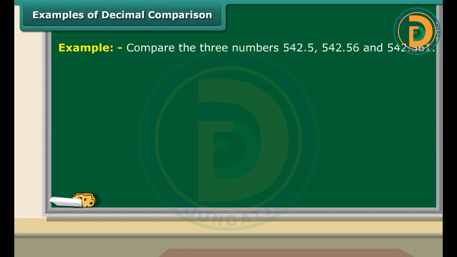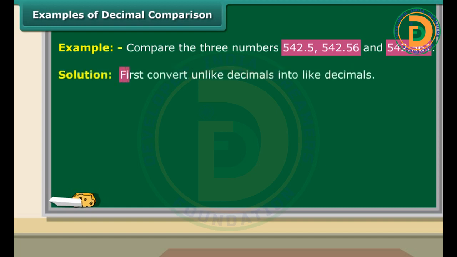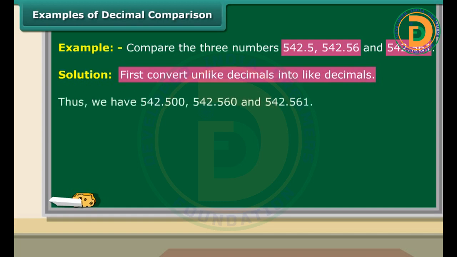Compare the three numbers 542.5, 542.56 and 542.561. All three numbers have same whole number part, but their decimal parts are different. Convert all unlike decimals into like decimals by adding zeros at the end. The numbers now will be 542.500, 542.560 and 542.561.